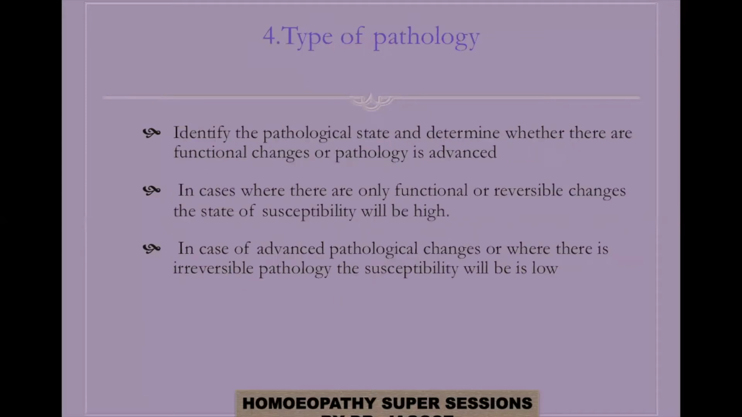Now, type of pathology. Identify the pathological state and determine whether there are functional changes or the pathology is advanced. So you have to see the pathology through the investigations, whatever reports the patient brings to us. And naturally, through the investigations, the symptoms and the examination of the patient, we can come to know what type of pathology is there. So in cases where there are only functional or reversible changes, the state of susceptibility will be high. And in case of advanced pathological change or where there is irreversible pathology, the susceptibility will be low.